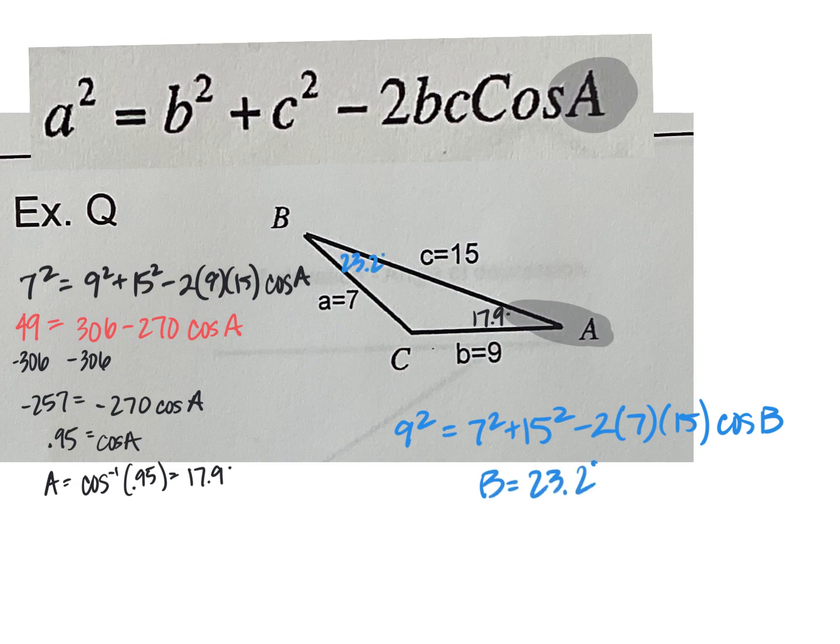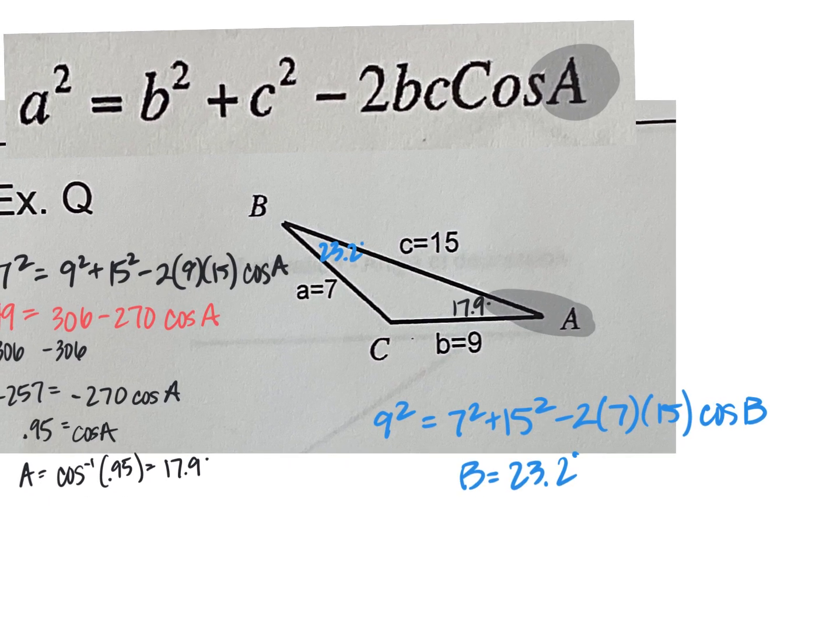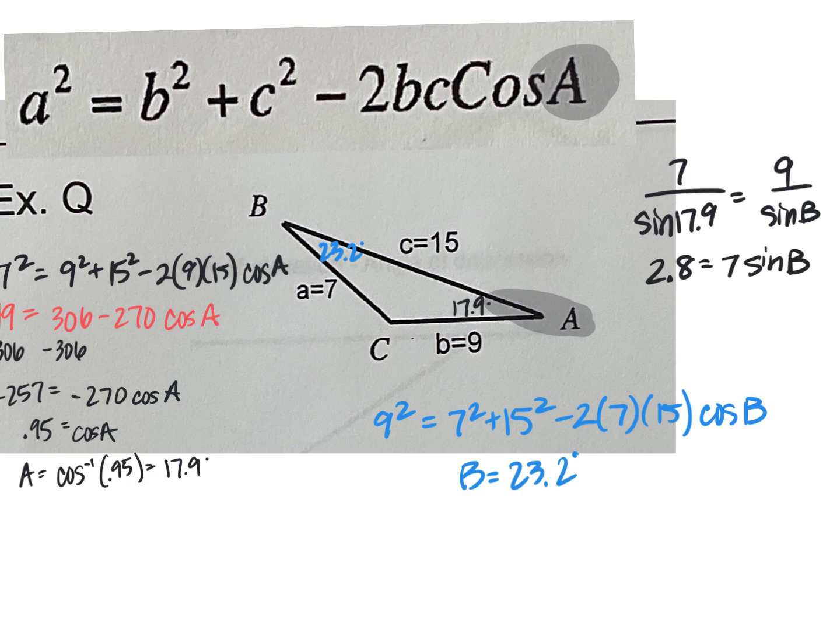Kels, what was your setup? 7 over sine of 17.9 is equal to 9 over sine of B. Perfect. And then I did 9 times sine of 17.9, which is 2.8, is 7 sine of B. And then wouldn't you divide by 7? Yep, divide by 7. Oh, and then you have to do the inverse sine. Boom, we got the same answer. I love that. 23.2 degrees. Good work.